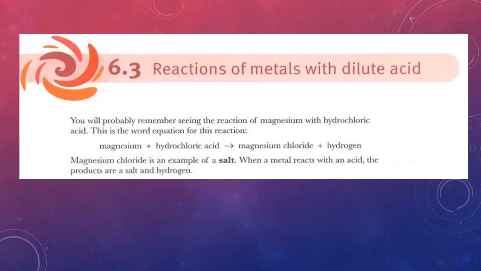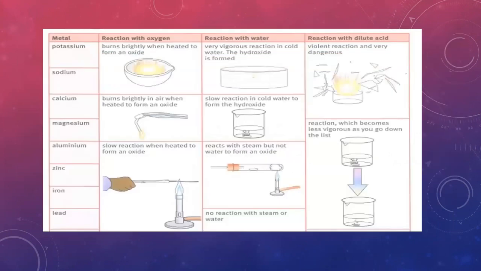So the reaction of metals with dilute acid will give salt of this acid plus hydrogen gas evolved. In the previous lesson, we discussed the chemical reactivity series. Do you memorize this reactivity series? Okay, please mention these elements in order.